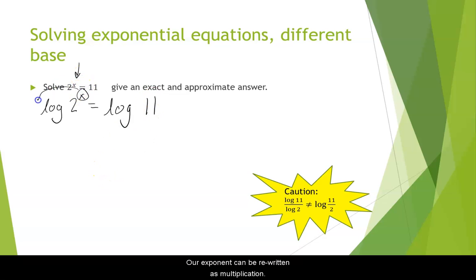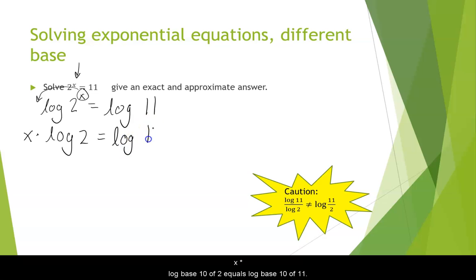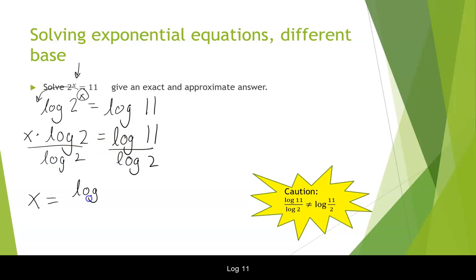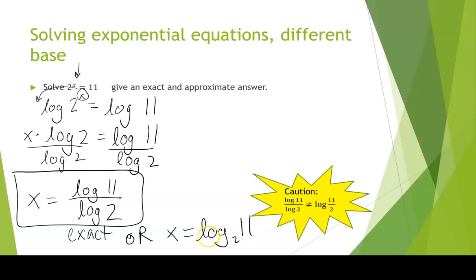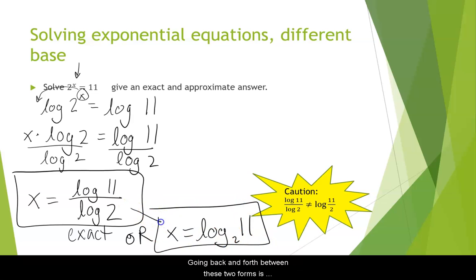Our exponent can be rewritten as multiplication. x times log base 10 of 2 equals log base 10 of 11. And at this point, we can just divide both sides by log of 2. The log of 11 divided by log of 2 is our exact answer, or another way of representing this on the previous page was log base 2 of 11. Going back and forth between these two forms is something cool about logarithms that we're not going to be talking about in this class, so don't worry about it.